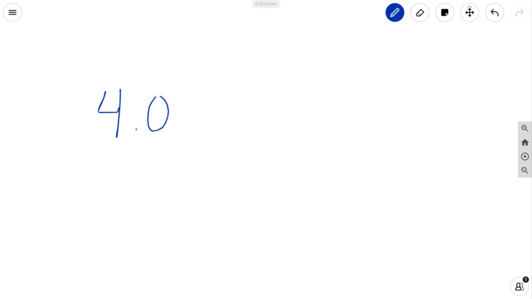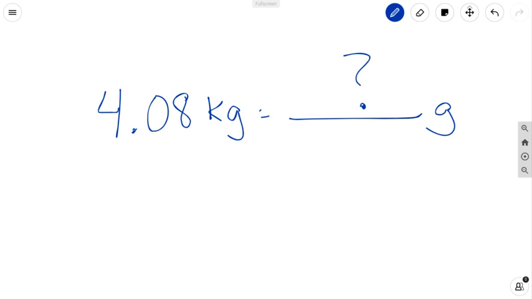Let's convert 4,800 kilograms. I want to know how many grams that is. Post your answer on the stream.